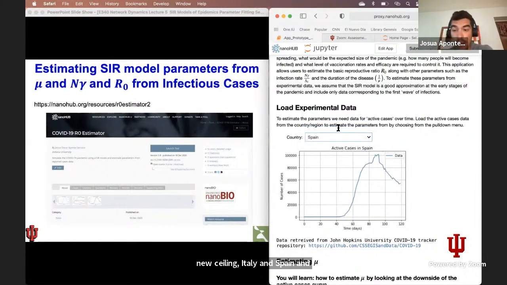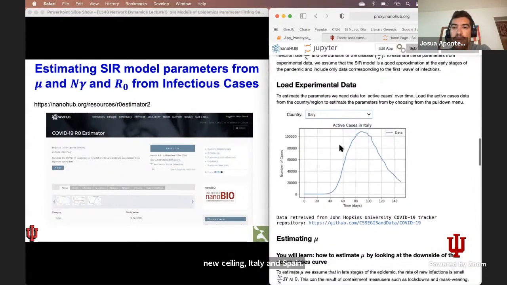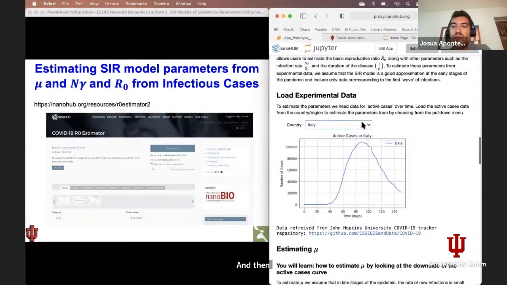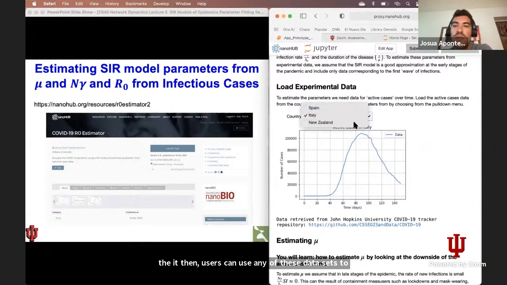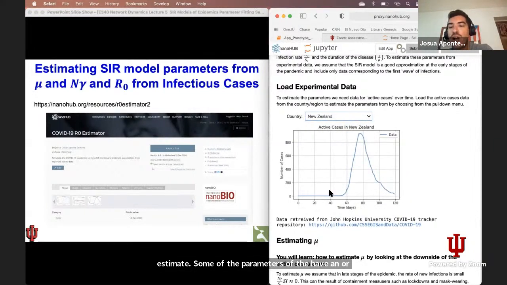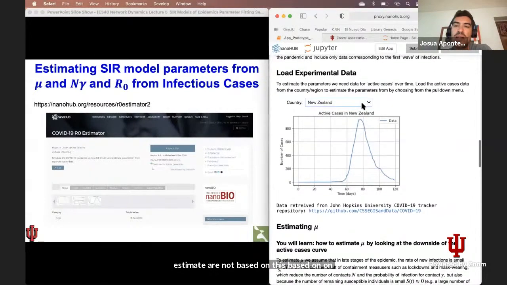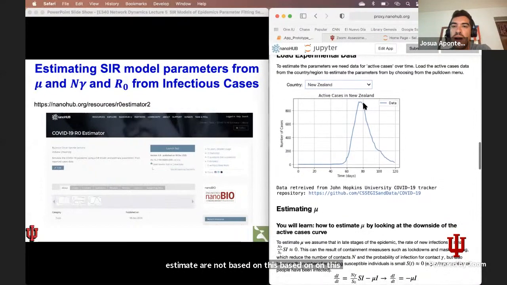And then users can use any of these data sets to estimate some of the parameters of the model, or estimate R naught, based on these same ideas that we were discussing before. In this case, I'm just gonna use the New Zealand data.